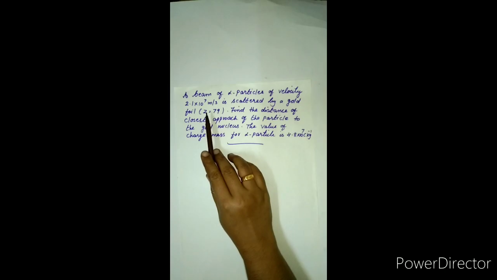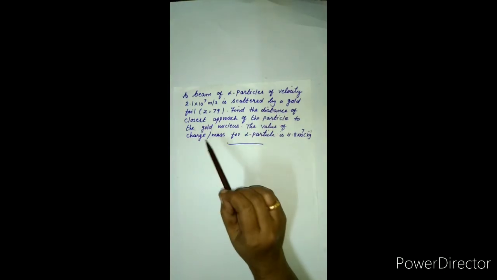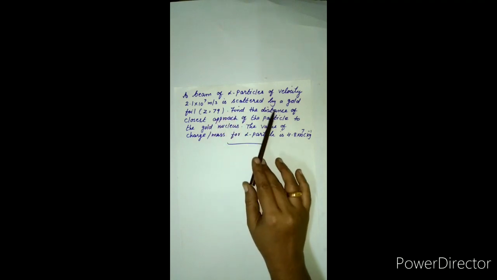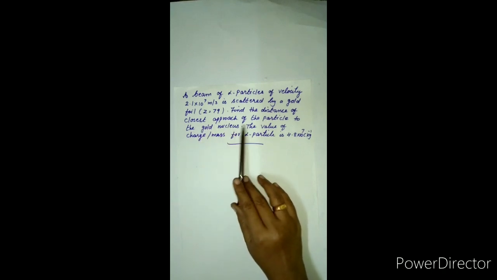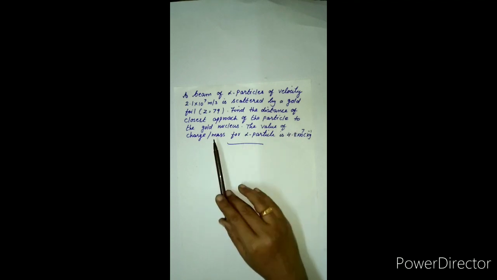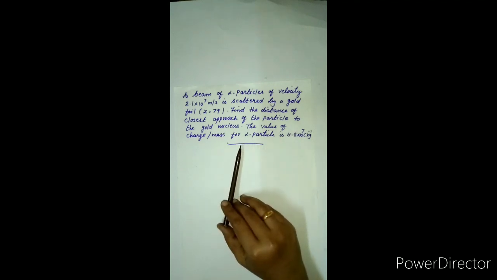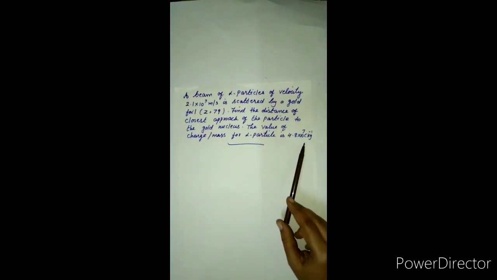The second question is: a beam of alpha particles of velocity 2.1 into 10 raised to 7 meter per second is scattered by a gold foil, Z equal to 79. Find the distance of closest approach of the particle to the gold nucleus. The value of charge by mass for the alpha particle is 4.8 into 10 raised to 7 coulomb per kilogram.